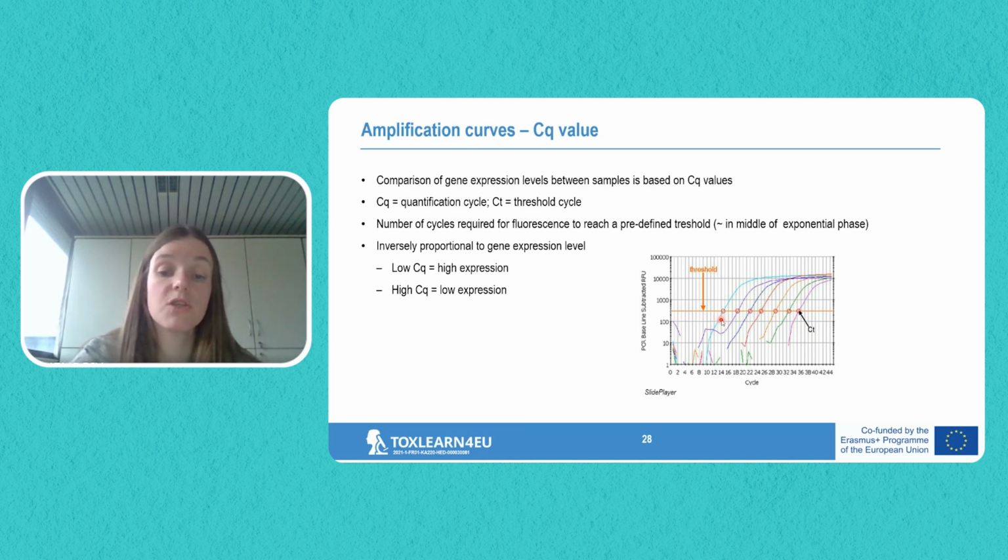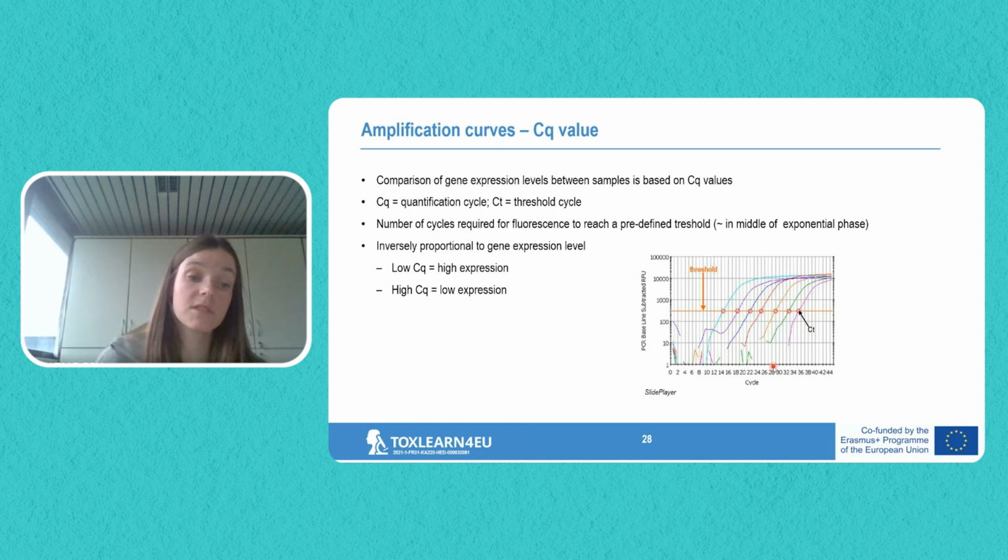And what the CQ value tells you is, for example, for this first sample here, this one reaches the fluorescence threshold, so this orange horizontal line, around cycle 14. Whereas for this yellow sample over here, the CQ value would be approximately 28. So this is really the number of cycles that's needed for a certain sample to reach the fluorescence threshold.